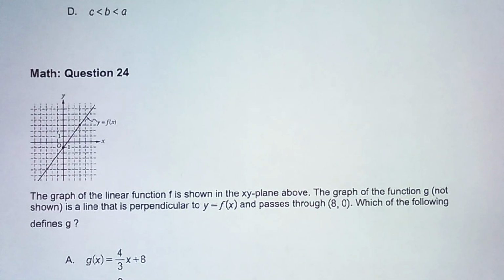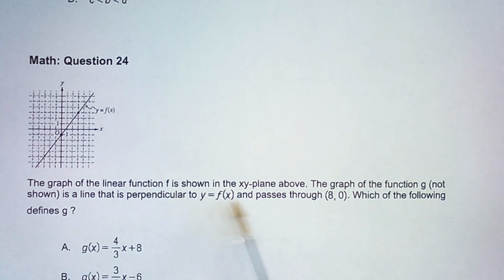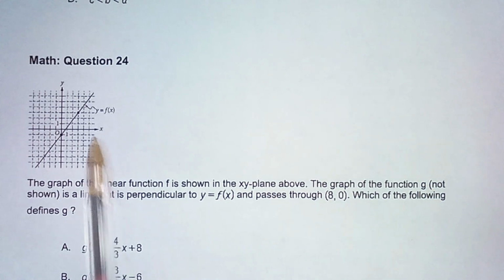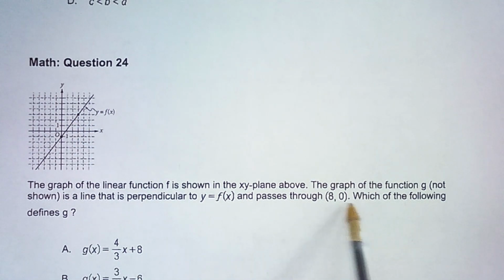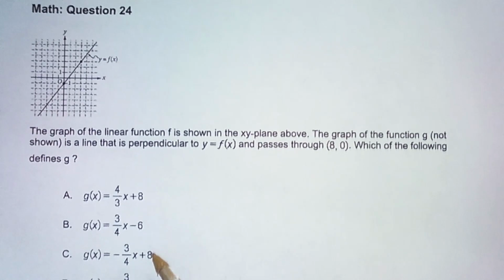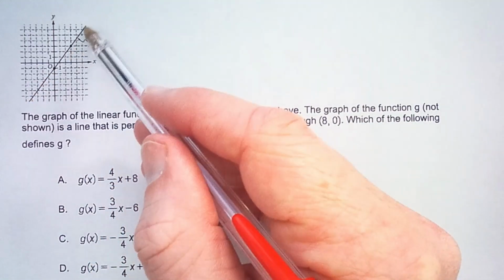Okay, so in number 24, the graph of the linear function f is shown in the xy plane above. The graph of the function g, which is not shown, is a line that is perpendicular to y equals f of x. So this is y equals f of x. And it passes through (8, 0). Which of the following defines g? So one of these four equations is an equation for g. So g is perpendicular to this line here, and it goes through (8, 0).